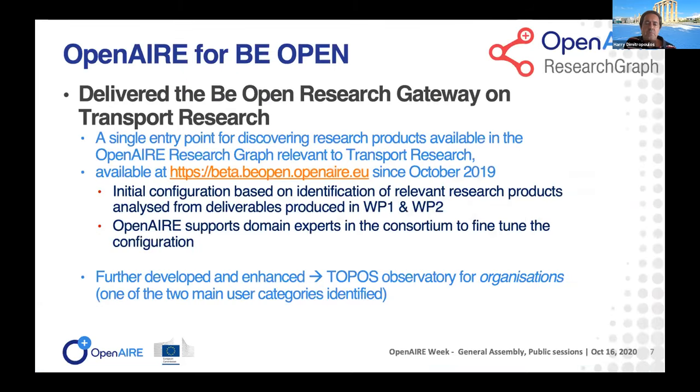So what has OpenAIRE done for BeOpen so far? Well, it has delivered the BeOpen Research Gateway on transport research, which is the single entry point for discovering research products available in the OpenAIRE research graph and relevant to the transport research sector. Its initial configuration was based on the output of work packages 1 and 2, and now domain experts from the consortium have taken over in order to fine tune the configuration, and OpenAIRE supports them.